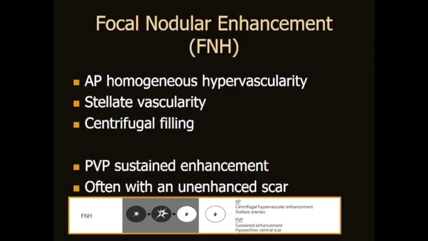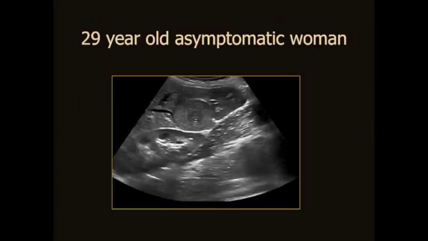Now, focal nodular hyperplasia was nicely touched on by Deb Rubens. Here we have this stellate vascularity with the centrifugal filling, and of course we were looking for that portal venous phase sustained enhancement, often with that unenhanced scar. Now, have I ever seen an HCC with stellate vascularity? You bet you, I have. And so this portal venous imaging, which is only available when we do contrast injection, is essential.